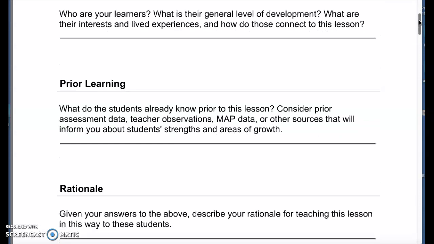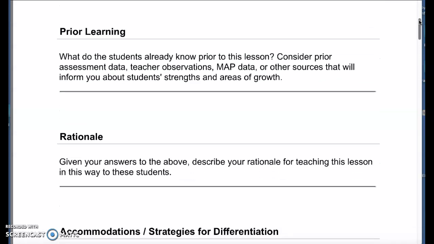The next section talks about the students' prior learning. So what do the students already know before you're going to teach this lesson? So you can consider a variety of factors: assessment data, teacher observations, standardized testing data, or other sources that will help inform you about the students' strengths and areas of growth. You can also collaborate with your mentor teacher about what the students already know before you're doing your lesson.